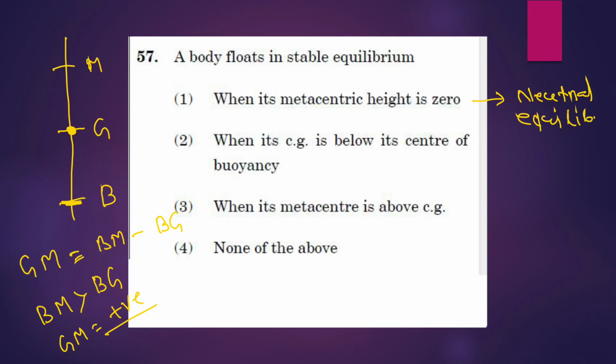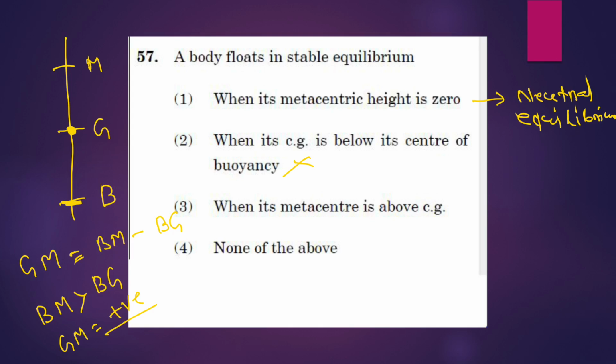When CG is below its center of buoyancy, meaning G is below B, that is an unstable condition, so not possible. 2 is also not possible. When the metacenter is above CG, M is above G, or BM is greater than BG, GM is positive. This is for the stable equilibrium condition. So 3 is your answer.